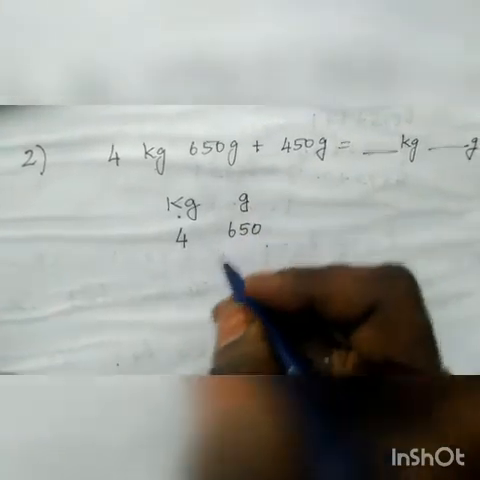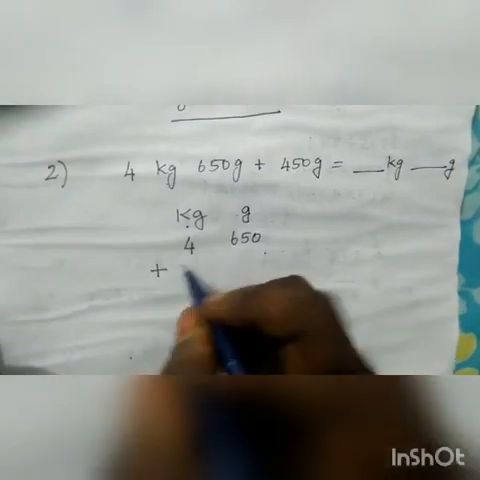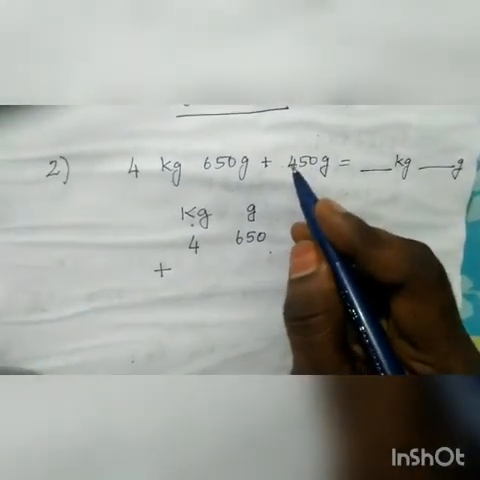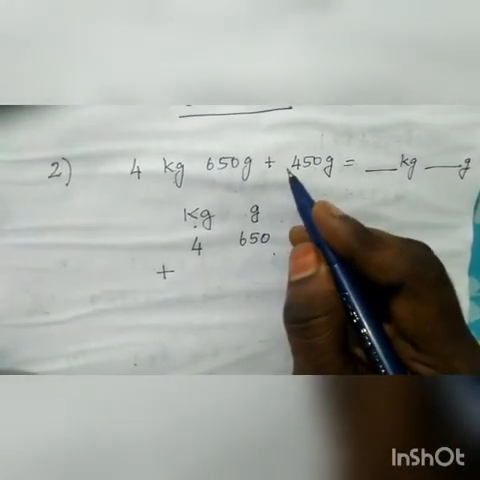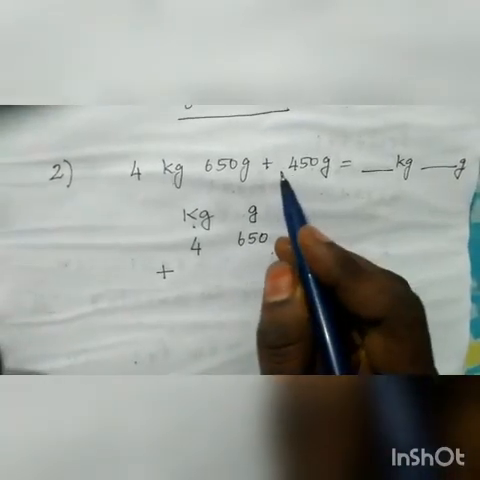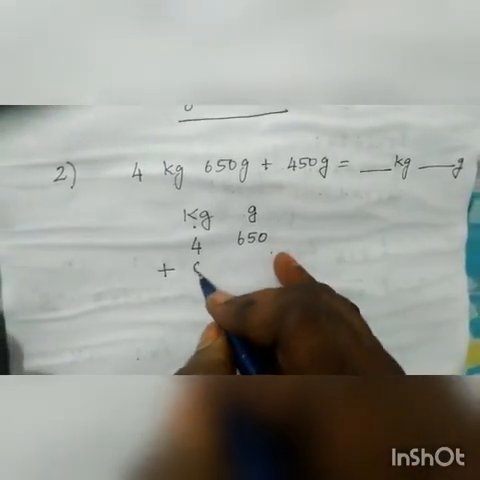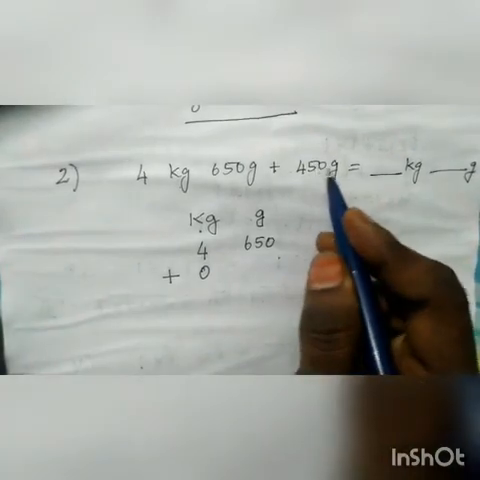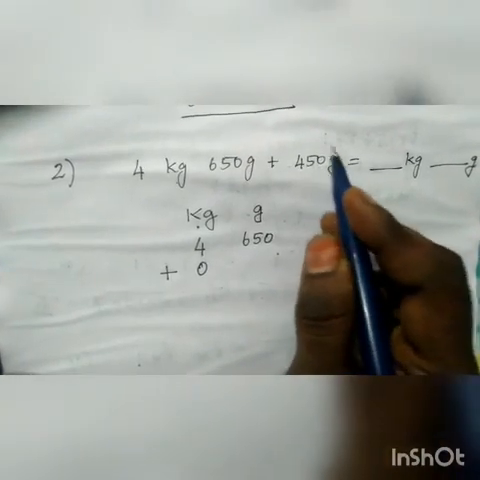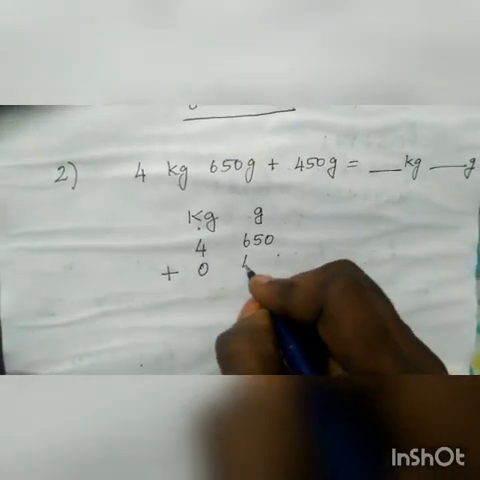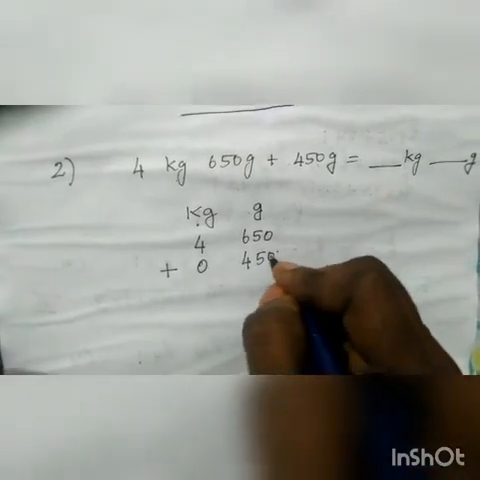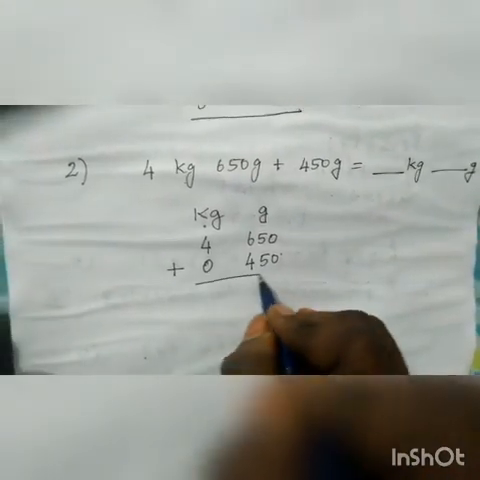Then we have to write plus in the second line. After plus, do we have any kilogram value? No. If we don't have a kilogram value, then we have to put it as 0. We have only the gram value 450, so we have to write this gram value under gram: 450. Now add these values.